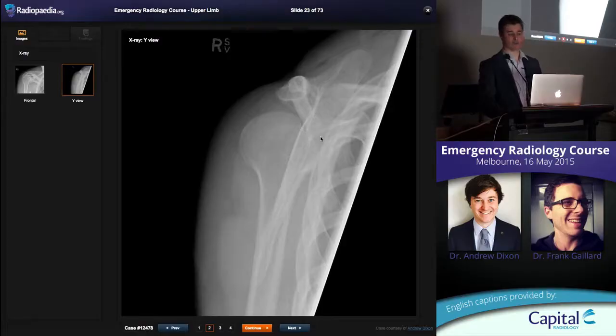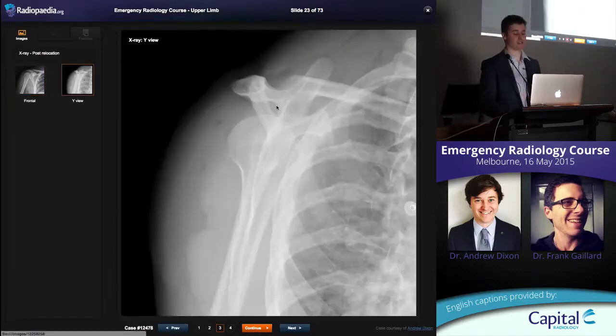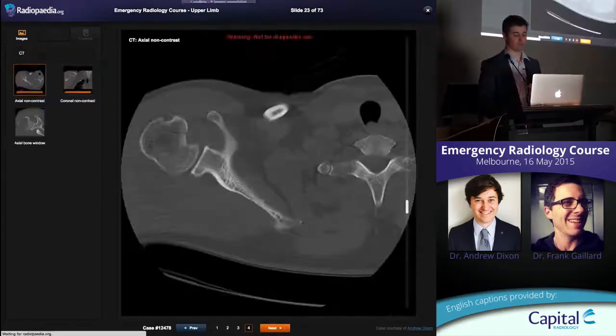This is a lateral view or the Y view. The scapula forms this nice Y shape. The glenoid is in the middle of that Y, and you can see that the humeral head is sitting out the back. Posterior dislocations are quite difficult. This is just when the patient's now relocated. You see you've got that nice elliptical overlap when the humeral head's back in its position, and nice centering of the humeral head within the middle of that Y on the lateral.